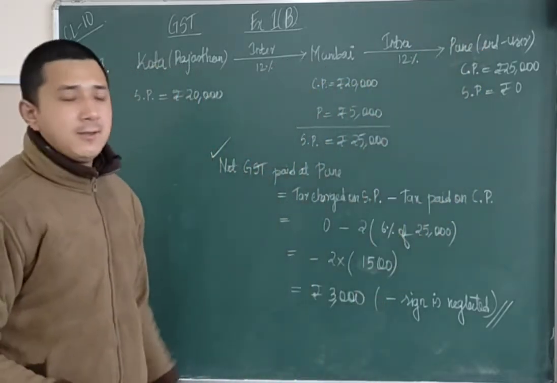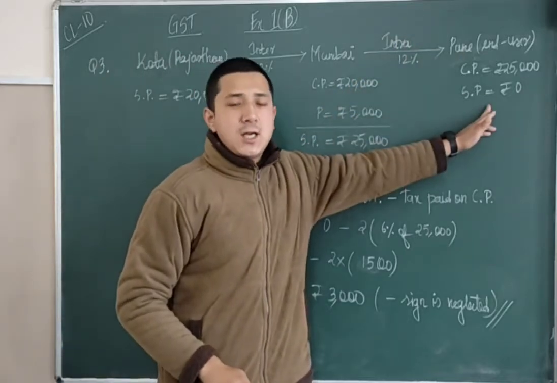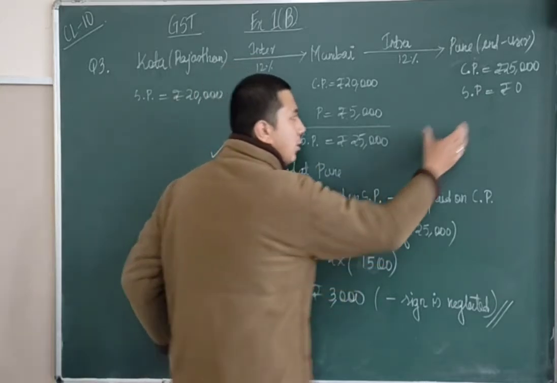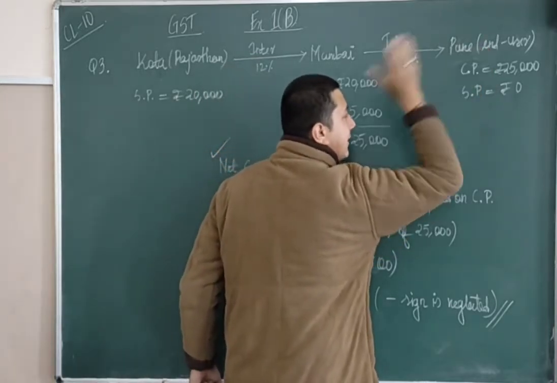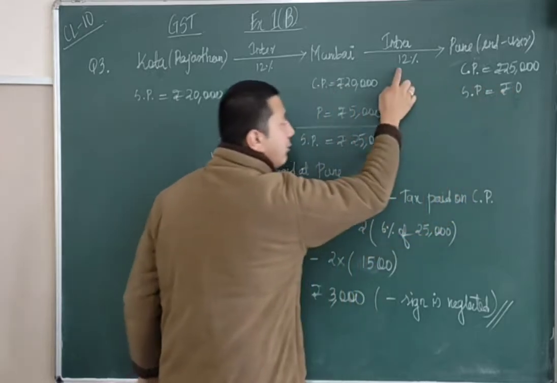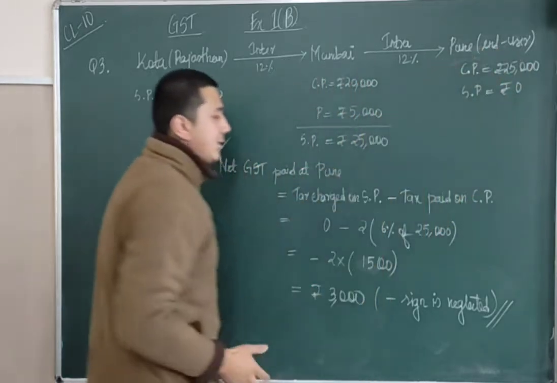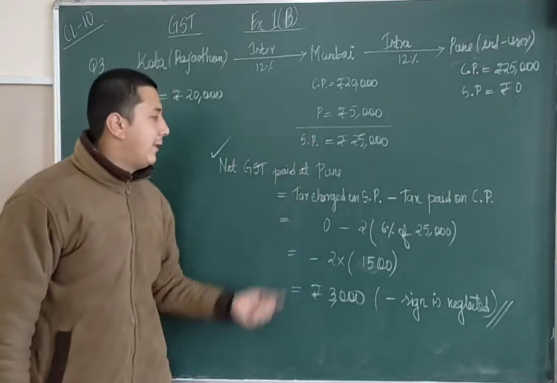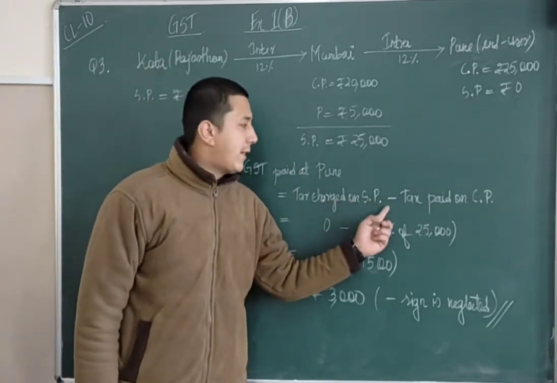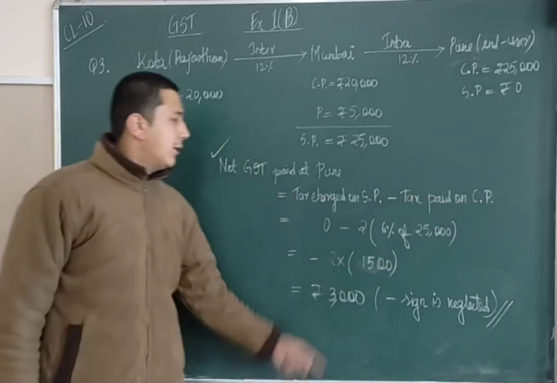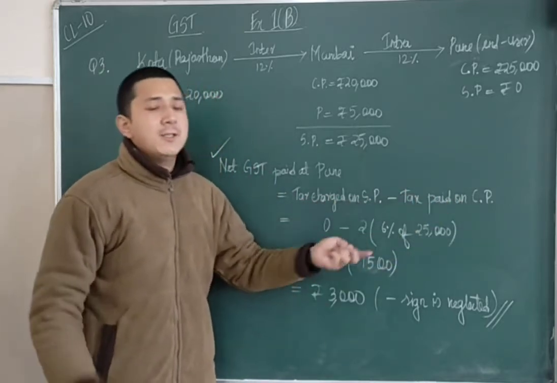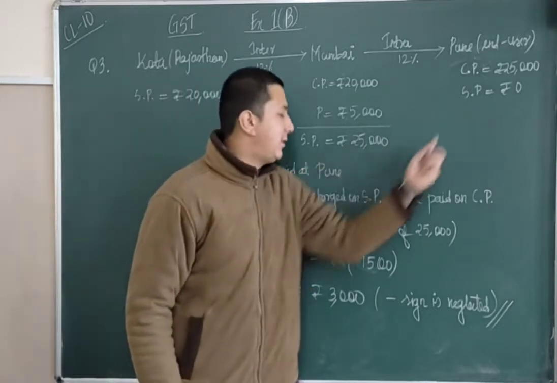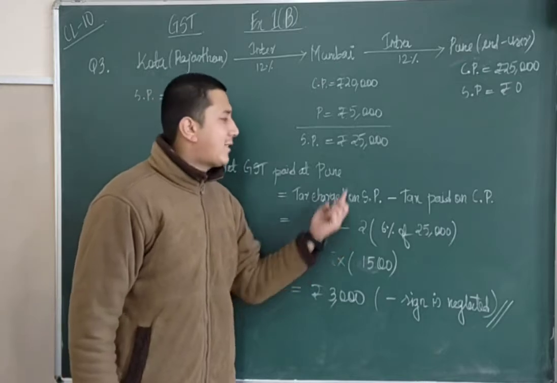What was the formula yesterday? At Pune, tax charged on the selling price minus tax paid on the cost price. Tax charged on the selling price at this rate, and tax paid on the cost price, which is out here. So net GST paid at Pune will be tax charged on selling price minus tax paid on the cost price. Tax charged on the selling price itself is 0. So tax charged on selling price will be 0, minus tax paid on the cost price.